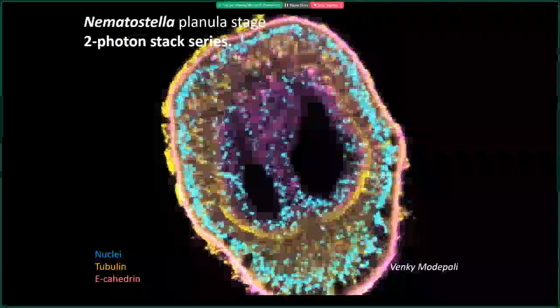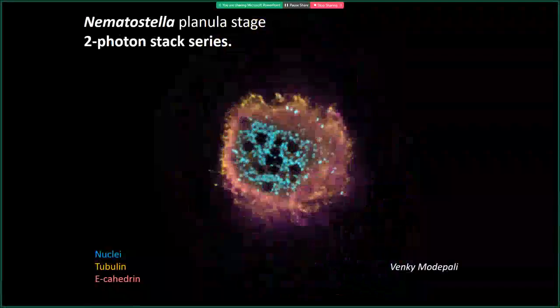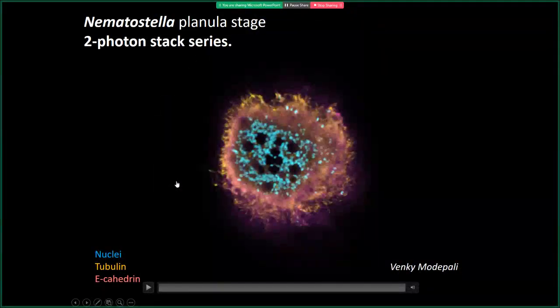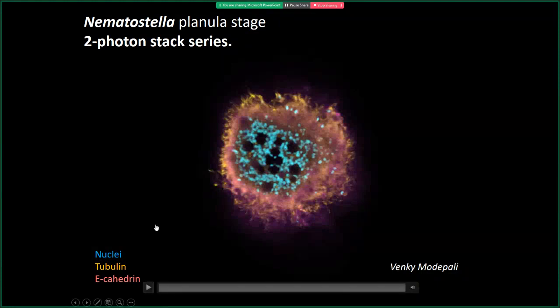From top to bottom or bottom to top, I'm not sure what the orientation is here. So it's just a good example of how two-photon microscopy can allow us to use effectively ultraviolet light to label the nuclei here and to effectively probe quite deep within the specimen.